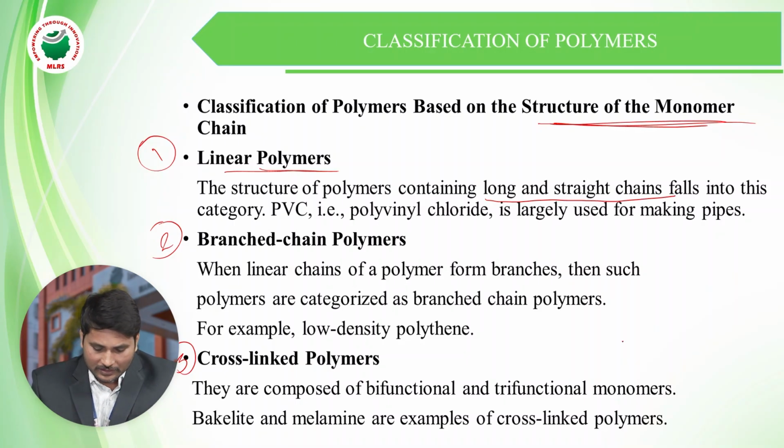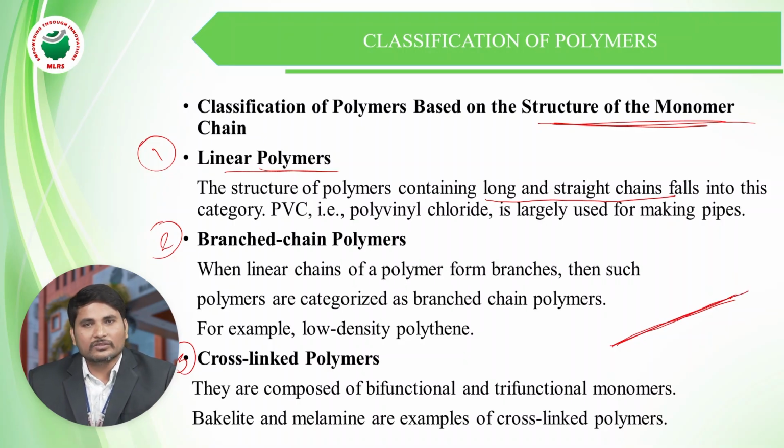If this is our polymer and it contains a long and straight chain, if the structure looks like a linear structure, then we call this kind of polymer a linear polymer. For example, PVC, polyvinyl chloride, is the best example of a linear polymer. The second one is branched chain polymers.